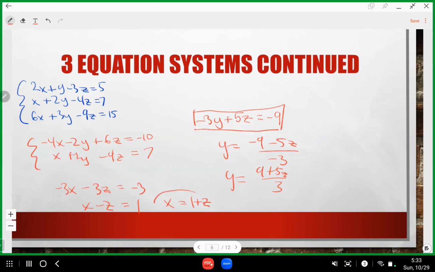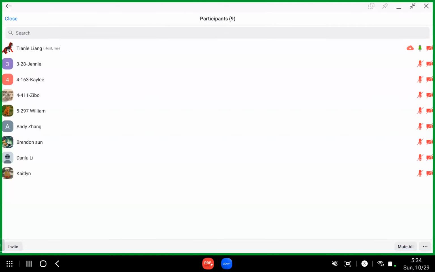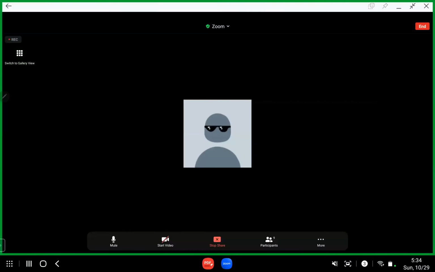So now we know this. Now that we know this, y is going to be equal to (9 plus 5z) over 3, and x is equal to 1 plus z. Our answer is 1 plus z, (9 plus 5z) over 3, and z. That's the answer. All right, does everybody get this? This is the consistent but dependent type. Are there any questions?